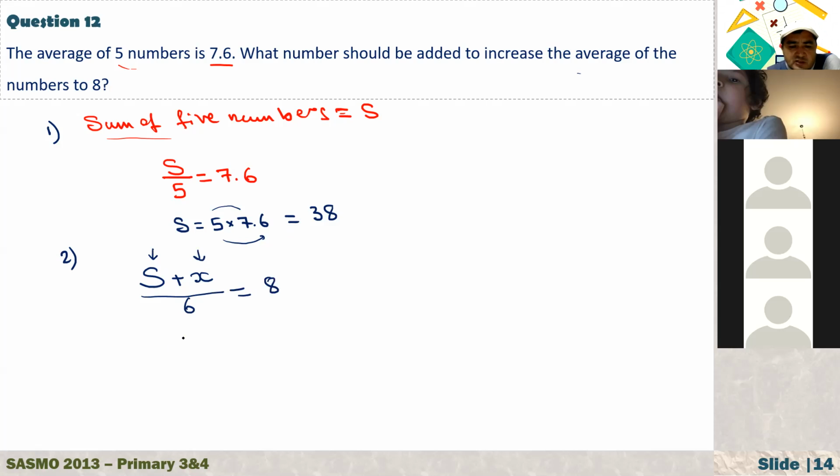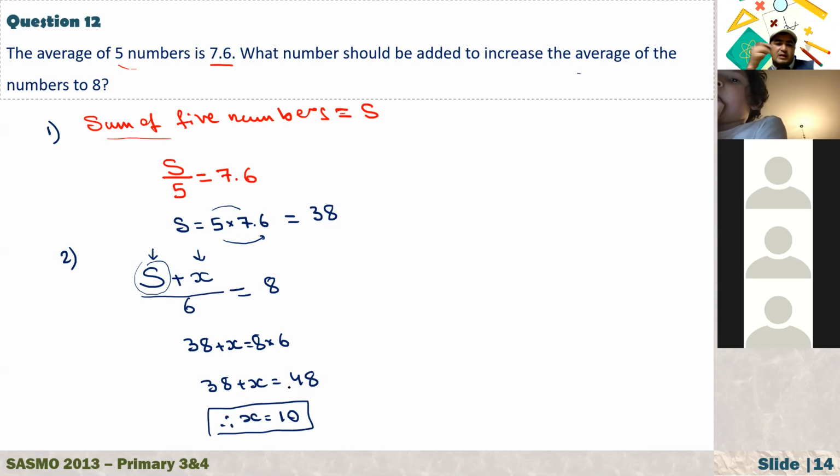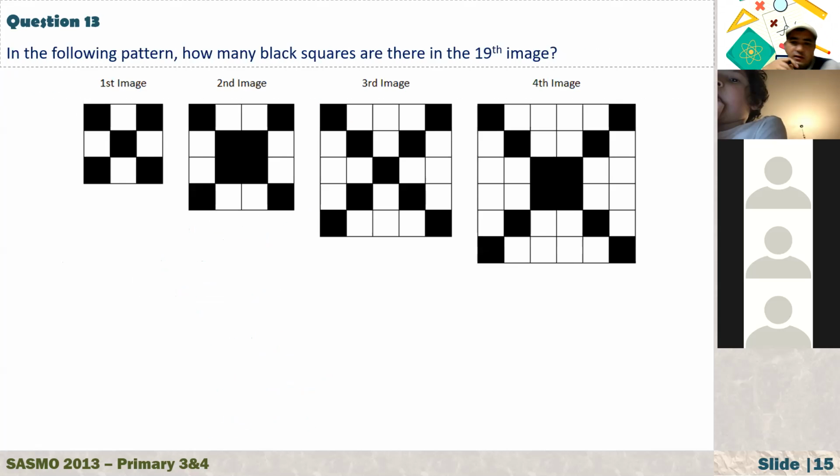Now I know the sum of these 5 numbers is 38, so here we have 38 plus X. Take this 6 to the right hand side. It will be multiplied because here it is divided, right? So that's equal to 8 times 6. So 38 plus X is equal to 8 times 6, which is 48. So 38 plus what number is 48? X is equal to 10. So we have to add 10 so that the average of the 6 numbers becomes 8. Okay, that is how we solve this kind of question.